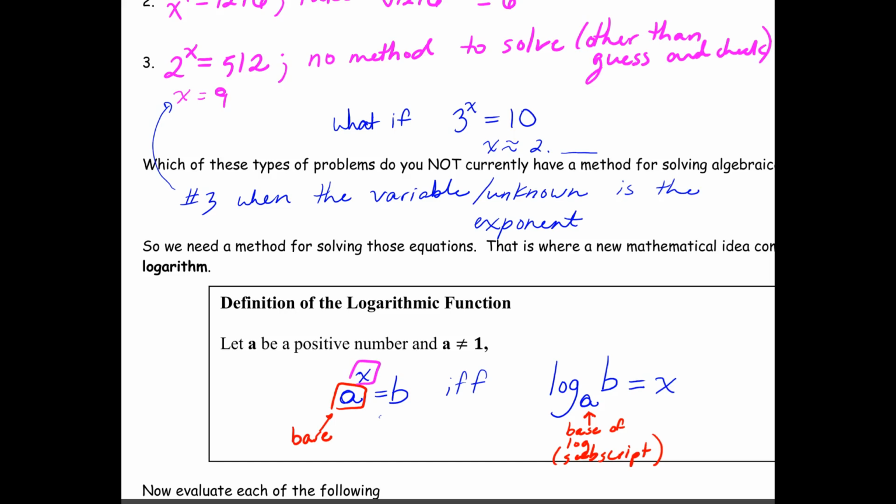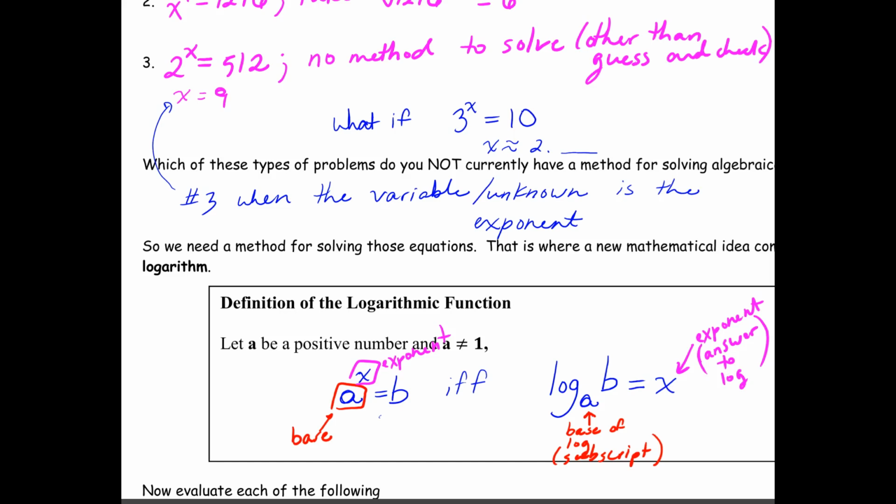The exponent is the answer to the log. So your exponent, and this is why we need this new mathematical idea, because we've never had a method to isolate the exponent before. So the exponent becomes the answer to the log. Your exponent is your answer to the log.